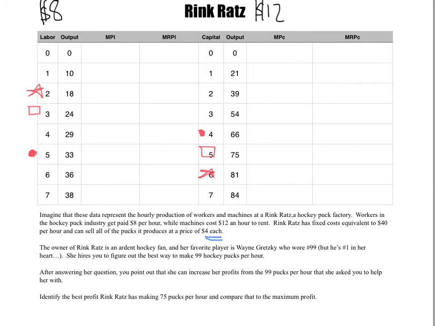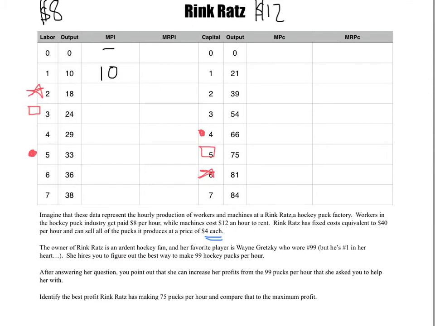Let's get back to the question at hand, the least cost rule. So we want to find the best way to make 99 hockey pucks exactly. So our least cost rule is the marginal product of labor divided by the price of labor should be in ratio to the marginal product of capital divided by the price of capital. What we need to do then is to determine the marginal products of both labor and capital.